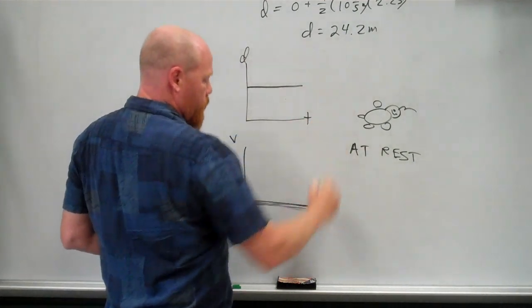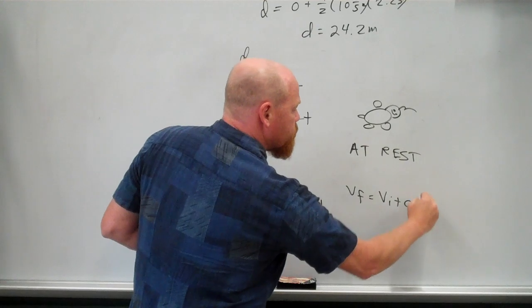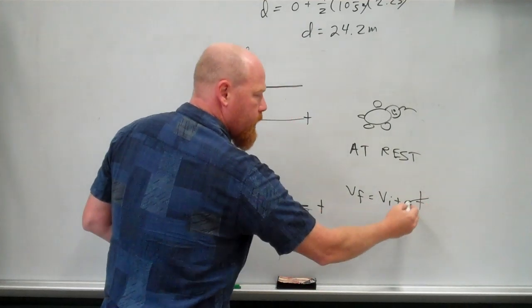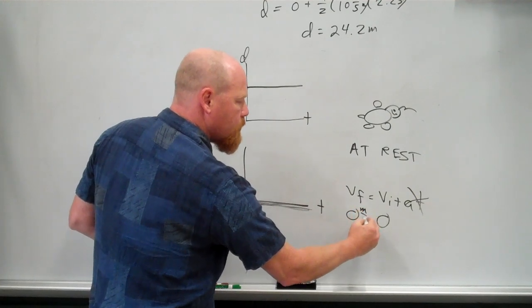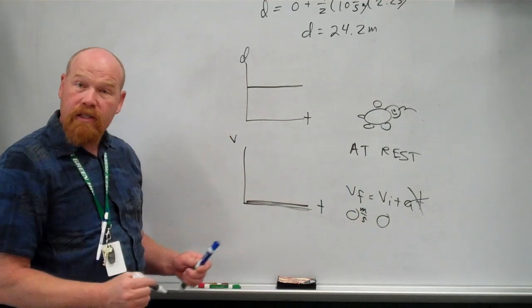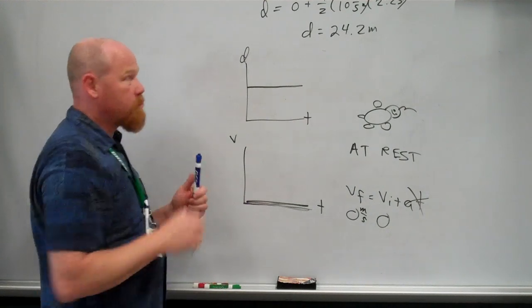And also, if you want to go back here, Vf equals Vi plus At. If you're at rest, you have, again, no acceleration. So this is 0 meters per second. And so you're going to have 0 velocity. So you're not moving at all. The baby's just chilling, cooing around, sucking its thumb.